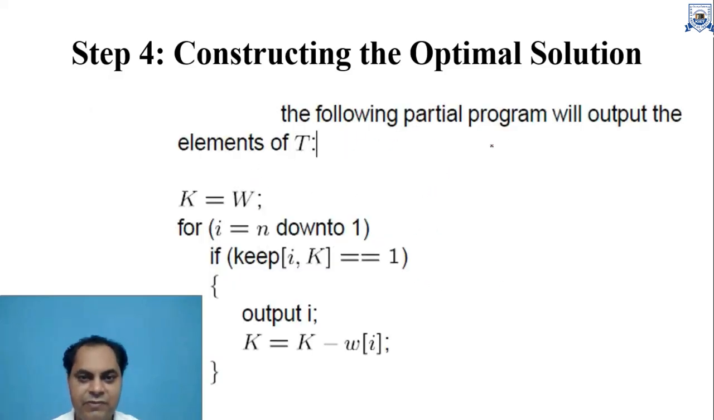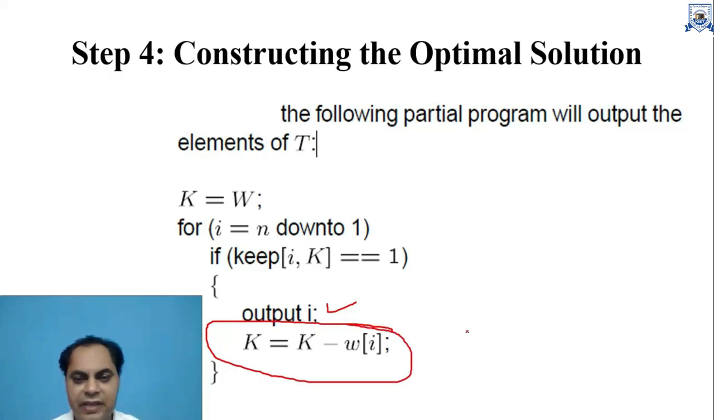The following partial program will output the elements. Okay, k is equal to W, for i equal to n down to 1. If keep[i][k] is equal to 1, that means that item is part of the solution, and we will reduce the capacity of the knapsack. Okay, in this way, with this for loop we can find the solution. So the complexity of the overall algorithm is order of n into W. Thank you very much.